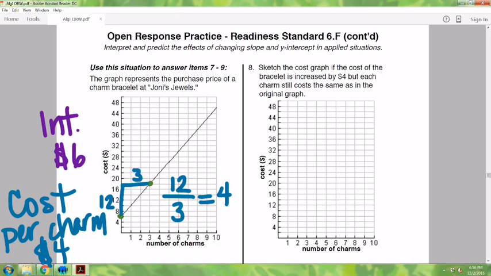Okay, now in these other problems they want you to change things, maybe keep the initial cost the same, but change the cost per charm and then graph it. So you'll have to use this information that we just found for the first one and then find out what these other problems will be. Hopefully this will help you finish this packet. Remember, you are going to grade it at the end of class today.